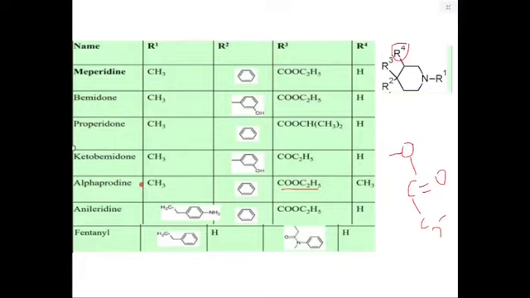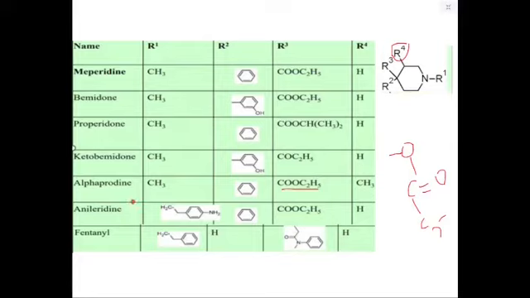So that is our alphaprodine. So you can have betaprodine and alphaprodine depending on the orientation of that group. It can either be a beta orientation or alpha orientation. Again, the beta one will have much higher analgesic activity, and therefore much higher toxicity, and therefore is not clinically preferred. So you prefer the alpha derivative because it has lower analgesic activity and therefore lower toxicity.